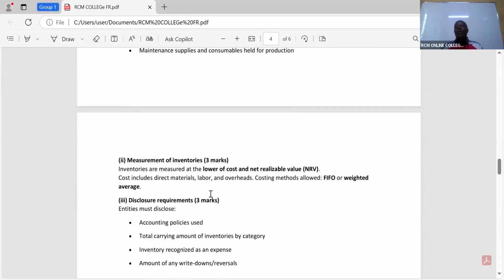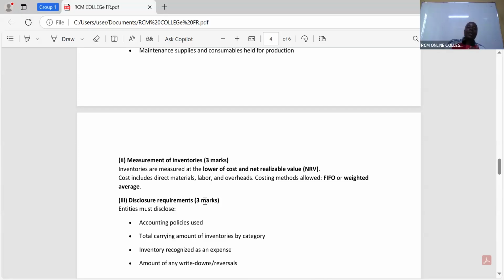Measurement of inventories, I'll not even read this. Inventories are measured at the lower of cost and net realizable value. Yeah, lower of cost and net realizable value. Once you have that, then that will be very good.